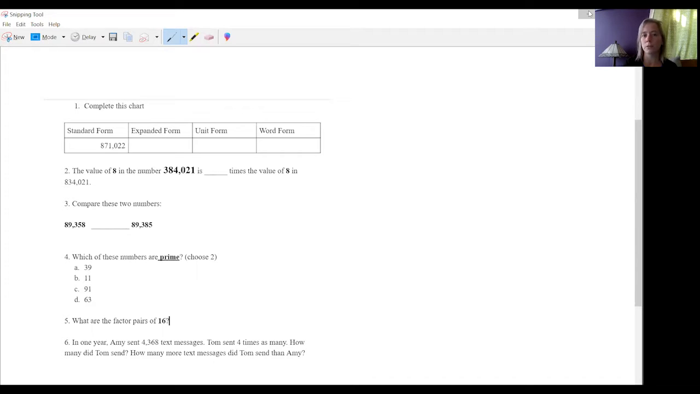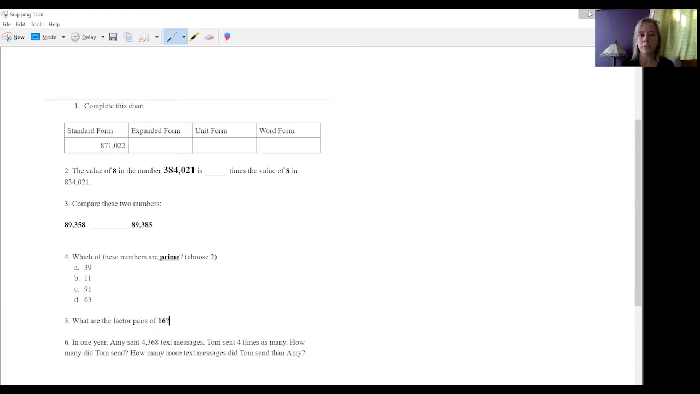So how many 100,000s do you have? How many 10,000s do you have? How many thousands? And then your word form, you write it out just like you would say that number. The way you say that number is what you write right here. This is number 2. These are those fun, tricky questions. The value of 8 in the number 384,021 is blank times the value of 8 in 834,021. So figure out what the difference is there.